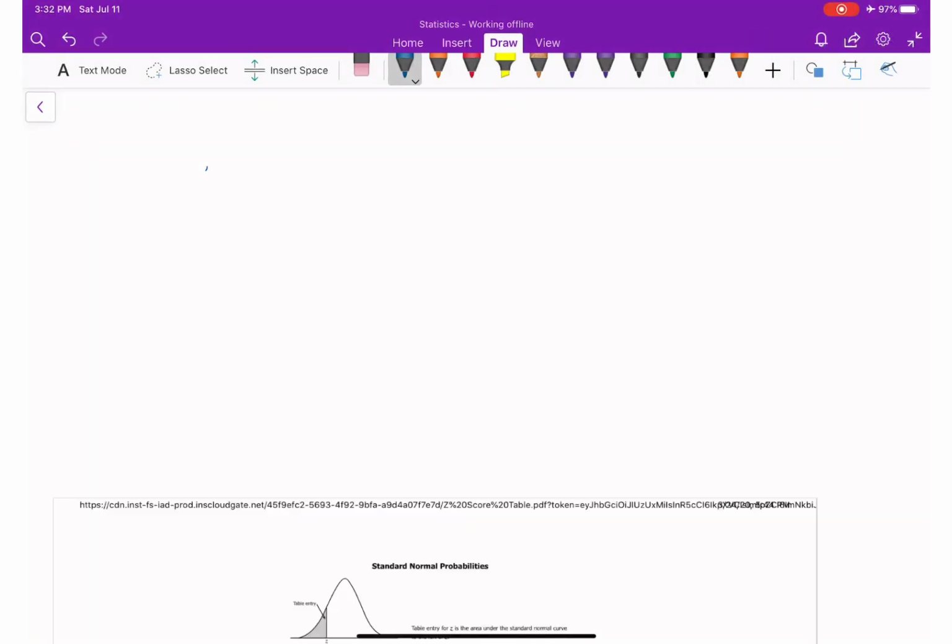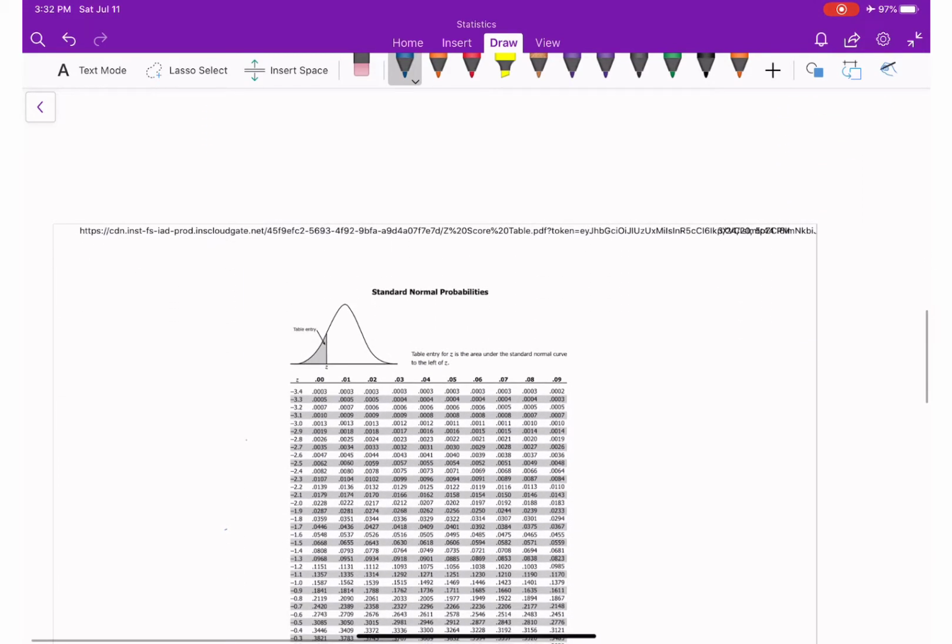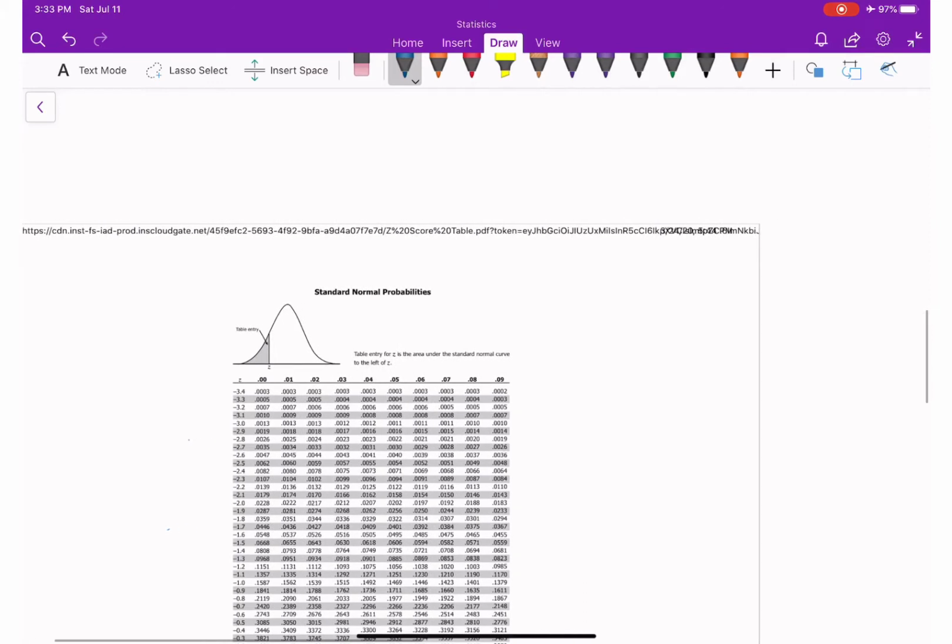Now let's work backwards, which means our probability is given and we need to find what z-score is matching. So we are going to find the probability in the body of the z-score table and then find the z-score, z-score going horizontally and vertically. Let me tell you one important thing so you would know.